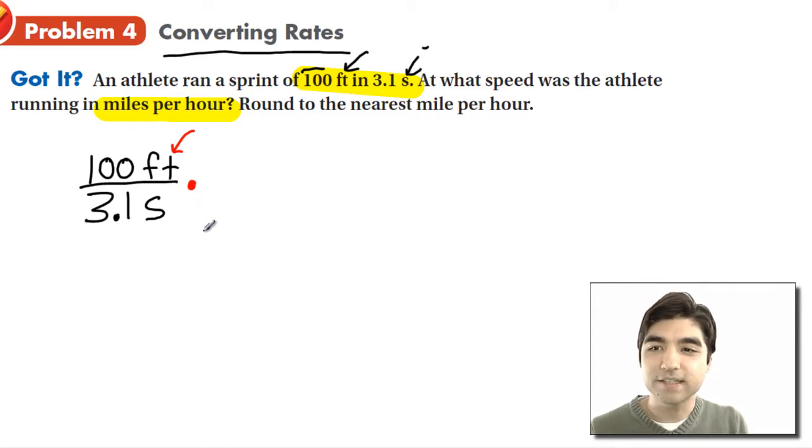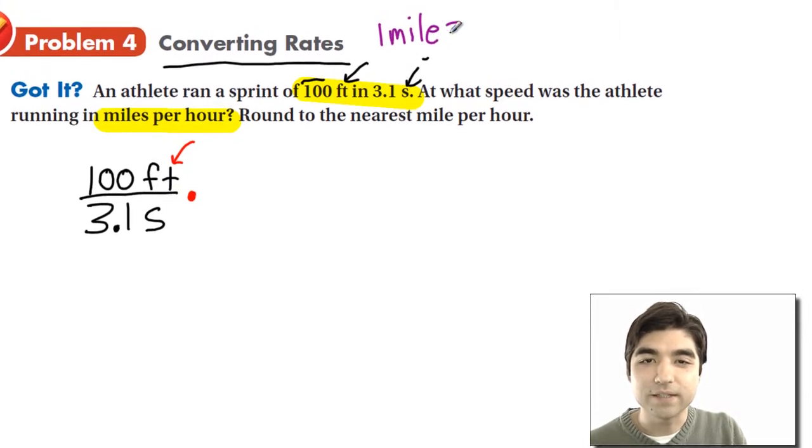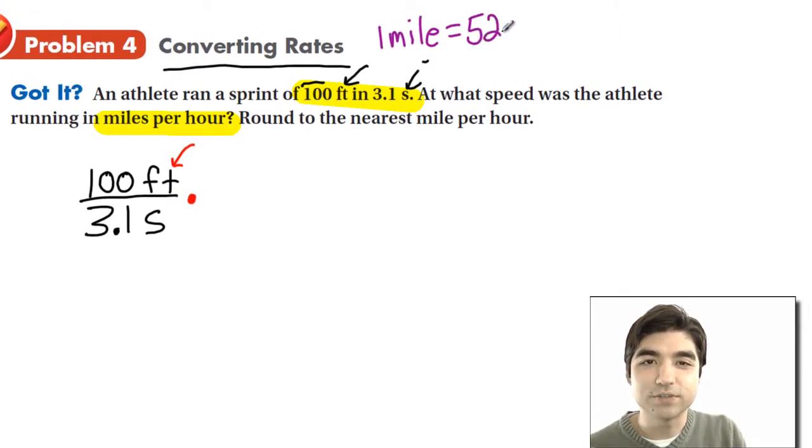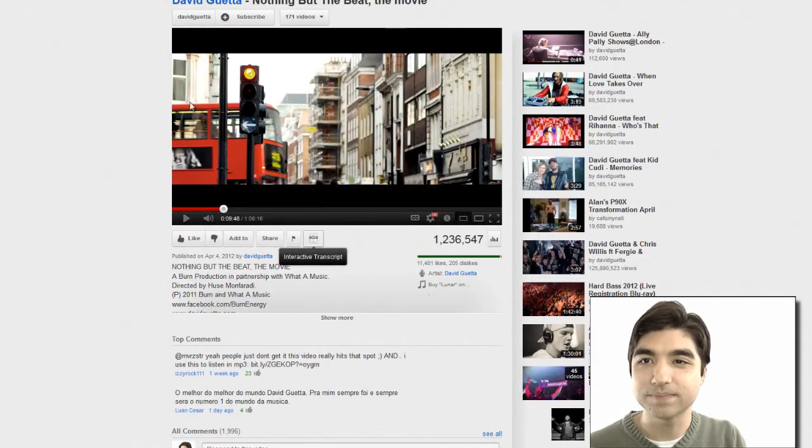So the first thing that you need to ask yourself is how many feet are in a mile? I know off the top of my head that 1 mile equals 5,280 feet. Now, I know that off the top of my head, but you may need to look that up on Google or something. Here, let me show you how to look that up on Google.